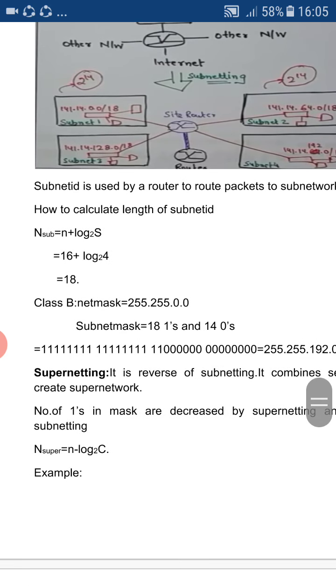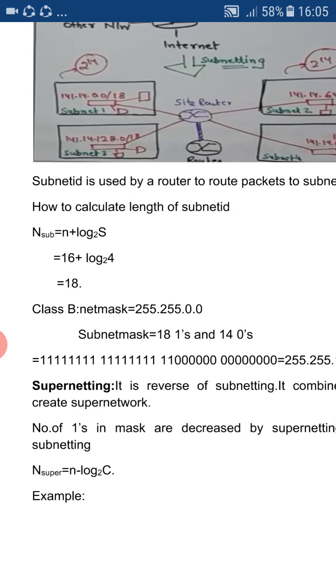You can observe the formula here. N sub equal to small n plus log s to the base 2, where this n sub is nothing but the length of the subnet ID, small n is the length of the network ID, and the term s is nothing but the number of subnets.